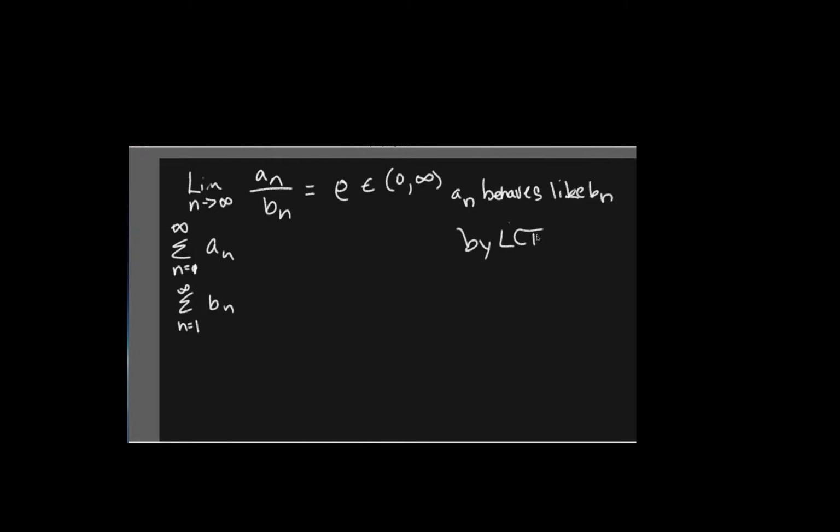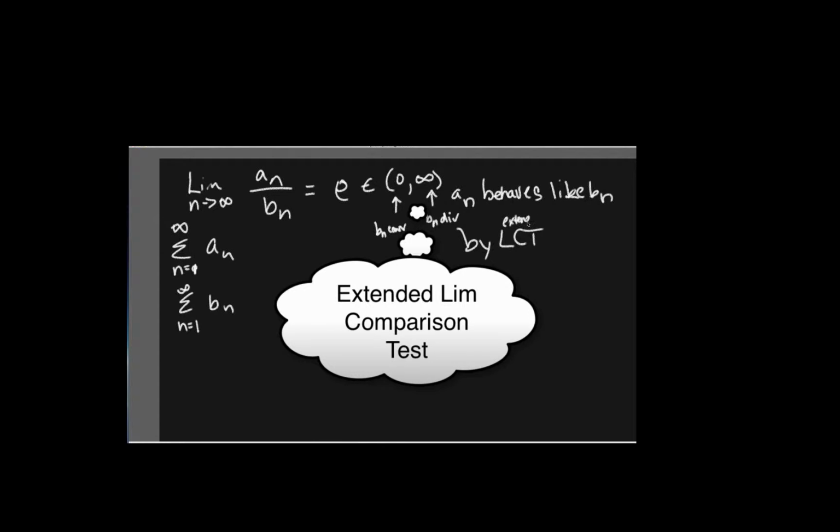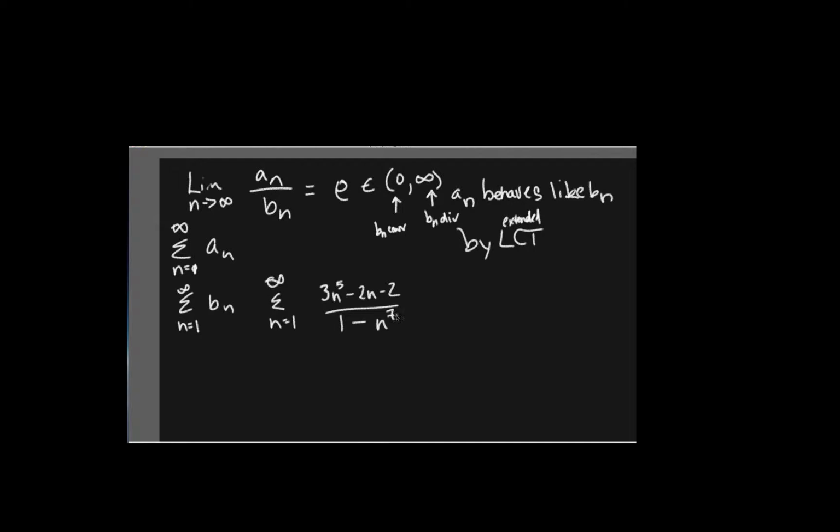No. Okay, because there is something that allows you to have your limit equal 0 if your b sub n is convergent, or allows you to be infinity if your b sub n is divergent. Okay, and then a sub n behaves just like b sub n. And that's just called the extended limit comparison. All right, so let's take a look at it in action.